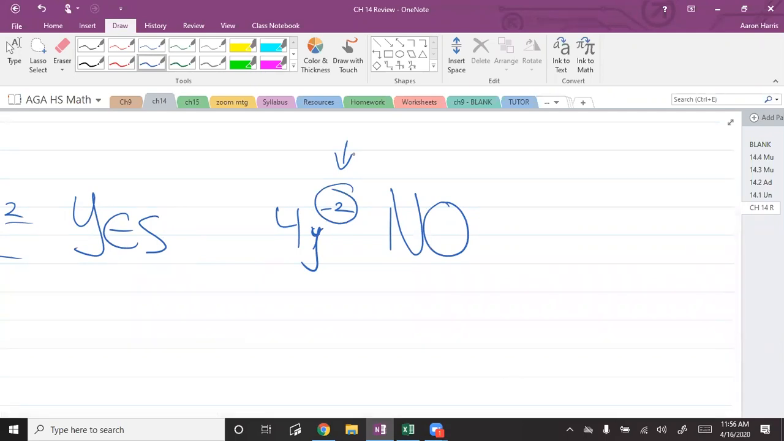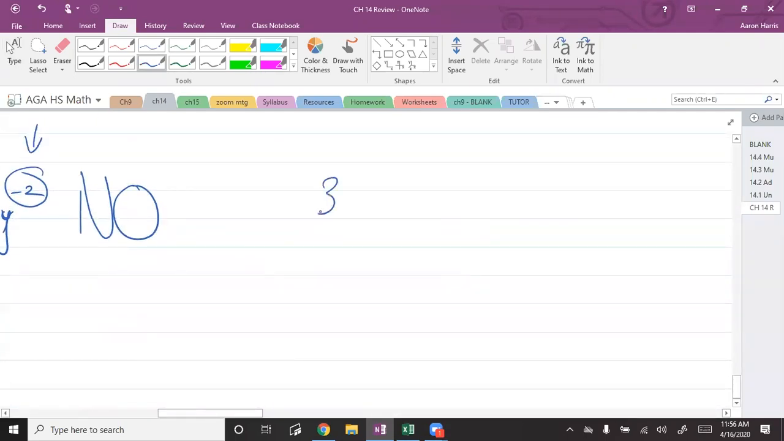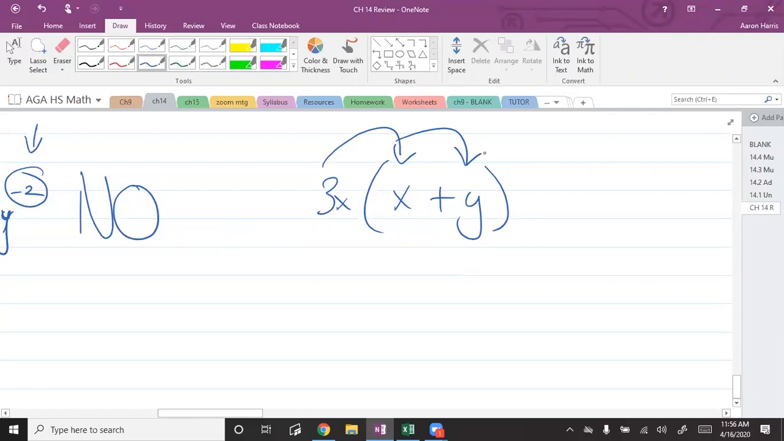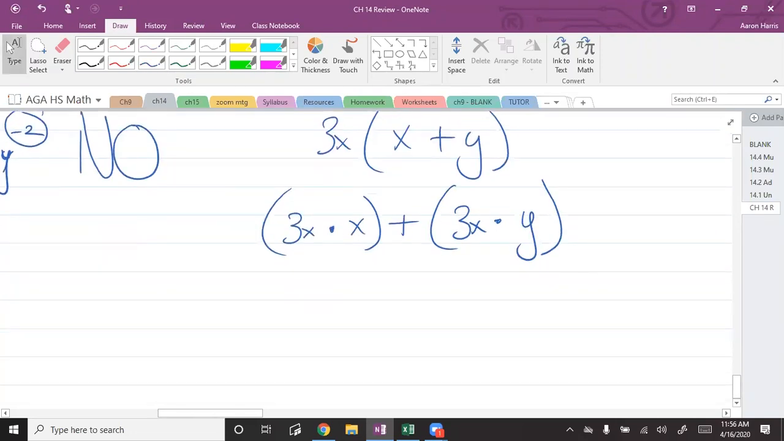Okay, so here we go. Let's take 3x and multiply it by x plus y. I just distribute, correct? Yes. How many equations do I have? 2. There's 2 arrows. So 3x times x. Now I do 3x times what? Y. Good.